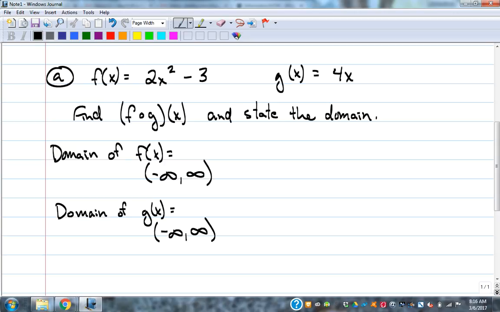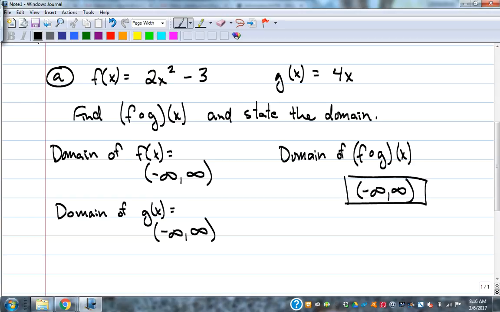If there aren't any restrictions on either function, your domain of f composed with g of x would be from negative infinity to positive infinity. So that's pretty easy. That wasn't too bad. Pretty easy one to start with anyway. Now let's actually find that composition. f composed with g of x. The thing to remember is that it's the second function into the first one.